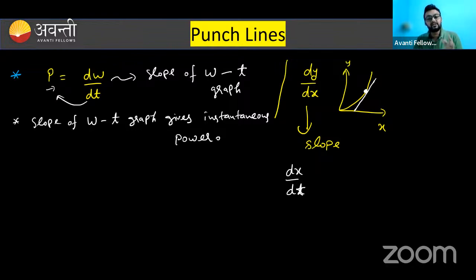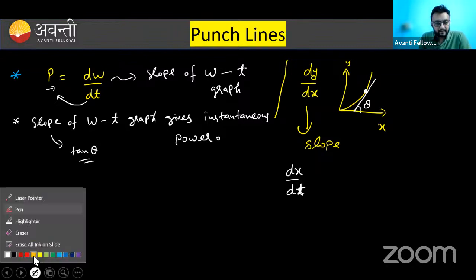The most important punchline. This is a simple numerical. Directly, you will get the work-time graph and you will be asked about the power delivered. So what you need to do is just calculate the slope. Slope is what? Tan theta. If this angle is theta, then slope is tan theta. This was the first thing.